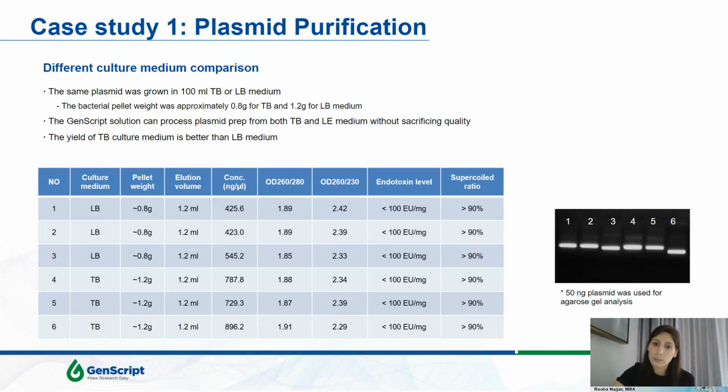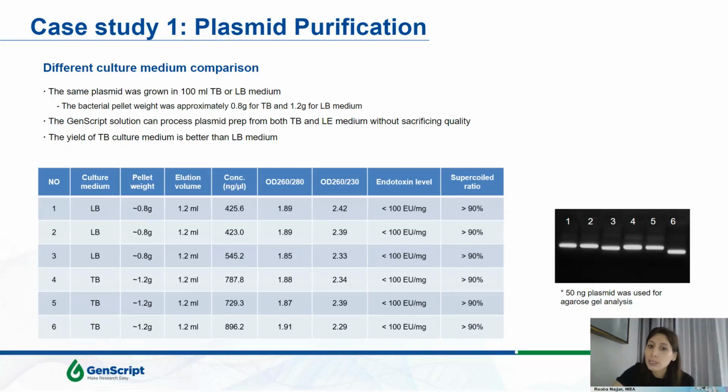The big takeaway here is that LB is not a very rich media. It's an okay culture media, it's not amazing. But with something richer, like TB, terrific broth, you're going to end up with significantly more bacterial pellet, which of course translates into how much plasmid you will end up getting. In the concentration row for samples 1 through 3, we obtained approximately 400 to 500 nanograms per microliter. However, for the cultures grown with TB medium, we obtained a little bit more than 800, so almost double. That really speaks to the various conditions that impact your plasmid outcome.